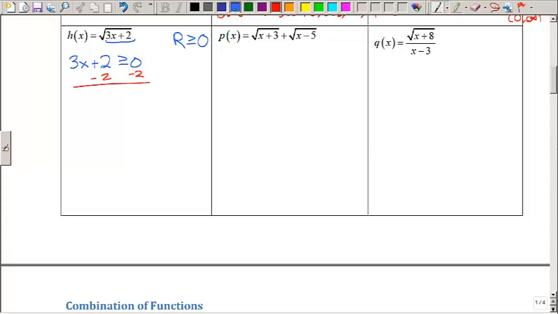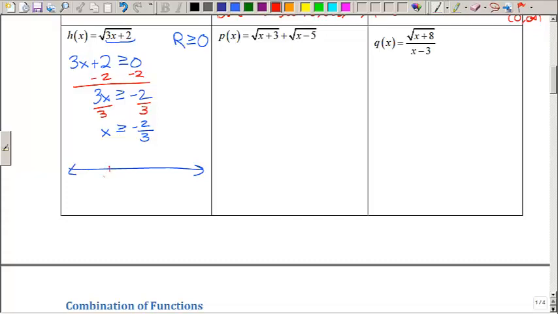To solve the inequality, I subtract 2 and divide by 3. Notice I'm dividing by a positive 3. I do not need to switch my inequality because I'm not dividing by a negative. I understand that there is a negative on the right-hand side of the inequality, but I'm not dividing by the negative. I'm only dividing by a positive 3. Do not switch your signs.